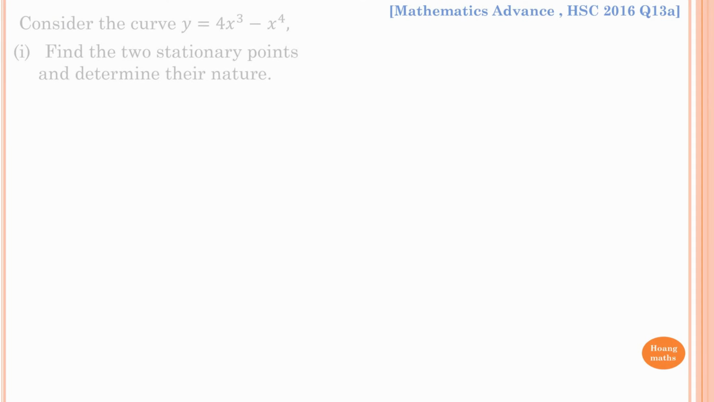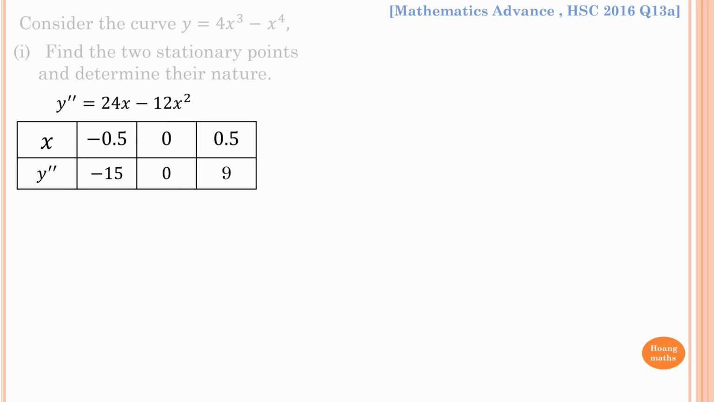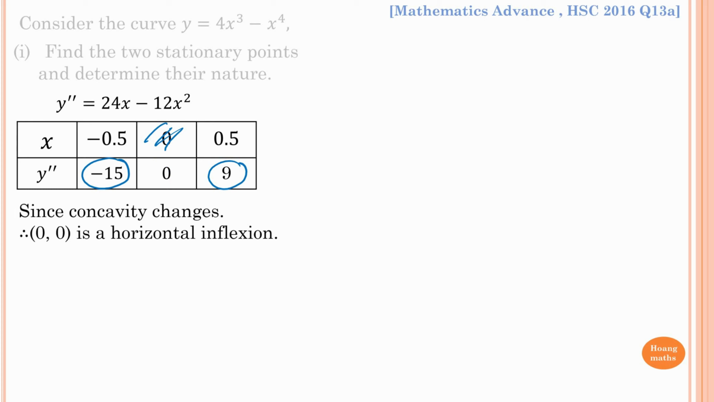To do this, we need to substitute the left and right hand side of the x value at 0 to find out whether the concavity changes. So when x is 0, we know that y double dash is 0 as well. At x equals negative 0.5, y double dash gives me negative 15. At x equals 0.5, y double dash gives me 9. So since concavity changes, therefore it is a point of inflection.